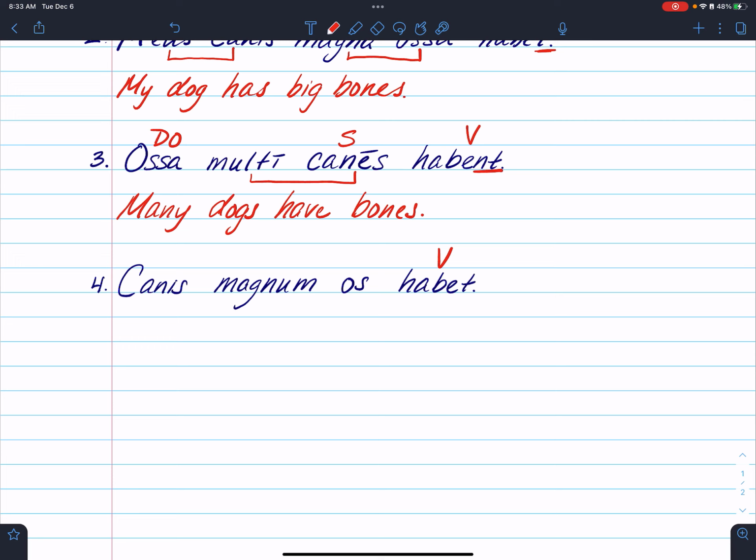What is it? On habet? Okay, yeah. What's my ending on habet that tells me it's just singular? Just the T. Okay. So my singular subject could be os and it could be canis, right? Because both of those are potentially nominative and singular. Okay. But we're going to have to use sense to figure this out. What is magnum going with?